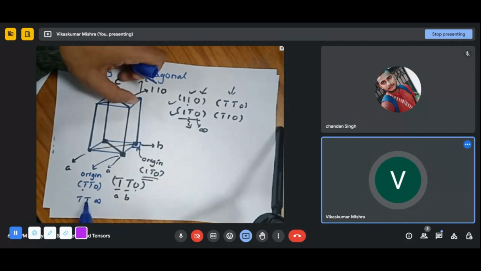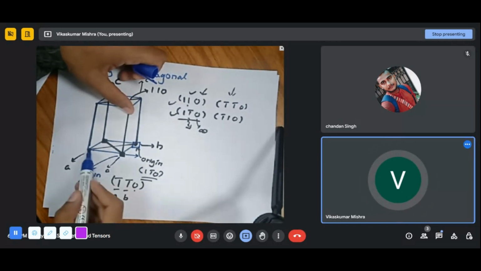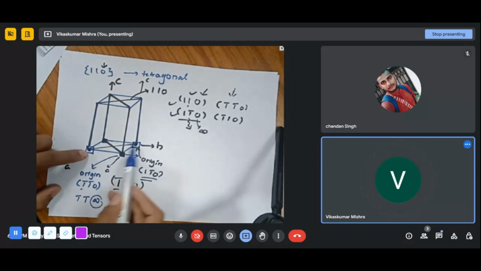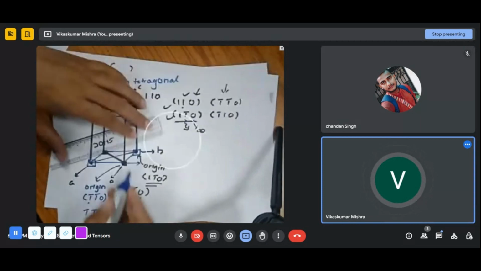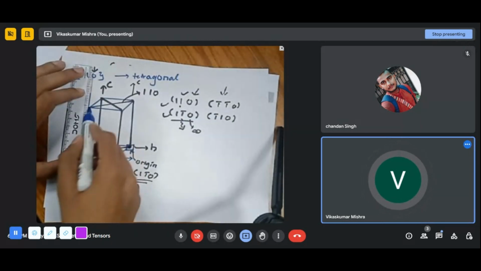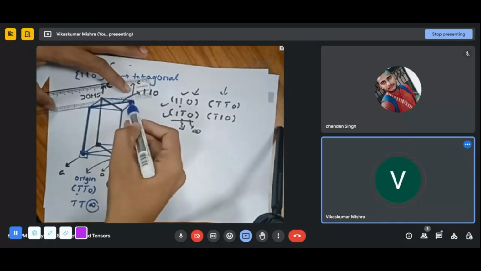And what about the B? This is the B direction. Since this is the origin, and this is our B direction, we need to go to the negative of this, that is at this particular point. And in the C direction, it is infinity. So again, we got the same point with respect to the 110. Let's draw it. We can see that it is going to coincide with the 110, and this is how it is. This is the 110 plane.